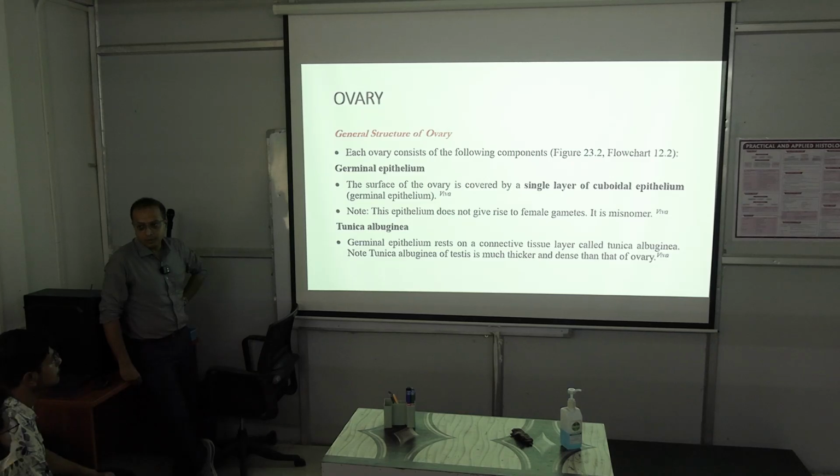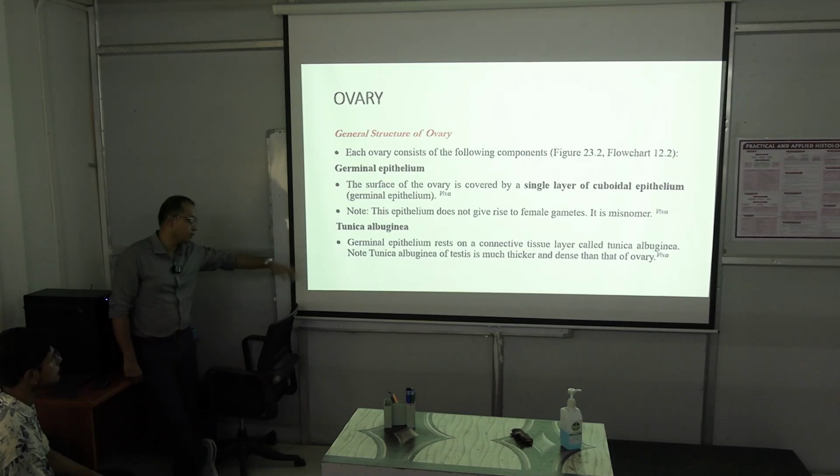Now the covering of this particular tissue, this ovary, has a layer of cells, which we call the epithelium layer. And this particular epithelium, because it is related to the germ cells, we call a germinal epithelium. So this is a single layer, flat to cuboidal, which is covering the entire ovary, and it is present on the outer side. Then deep to this germinal epithelium, we have a connective tissue layer, which we call the Tunica Albuginea, which is a very thin layer, and then we have this particular ovary tissue.